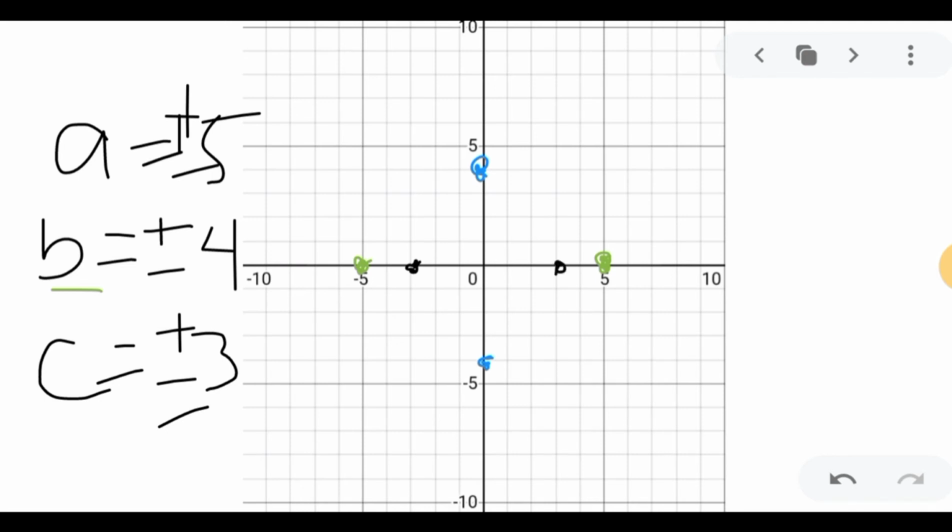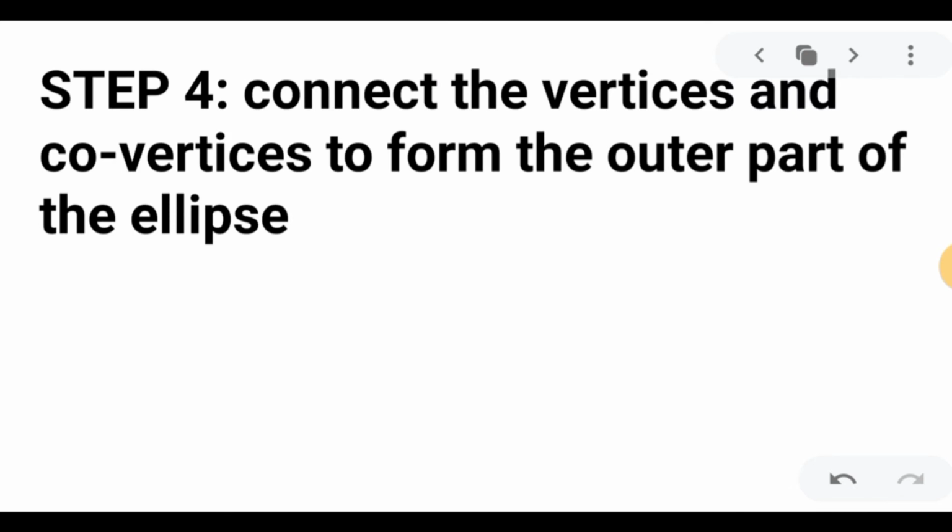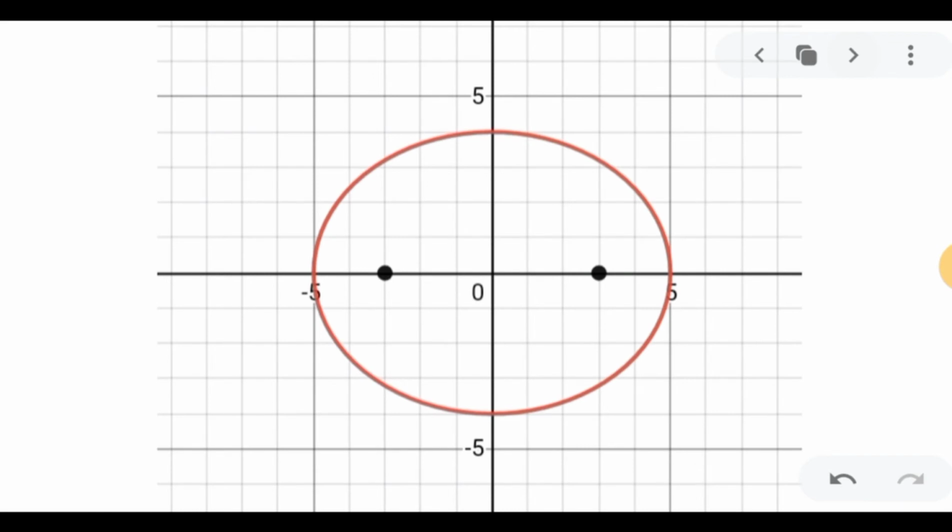The next thing that you need to do is connect the vertices and co-vertices to form the outer part of the ellipse. So you have to connect that, just like that. Again, this is your major axis, 1, 2, 3, 4, 5, and another 5 here. And then the minor axis, 1, 2, 3, 4. You have to plot that. And then this is your foci, 1, 2, 3, negative 3, and 1, 2, 3, positive 3.